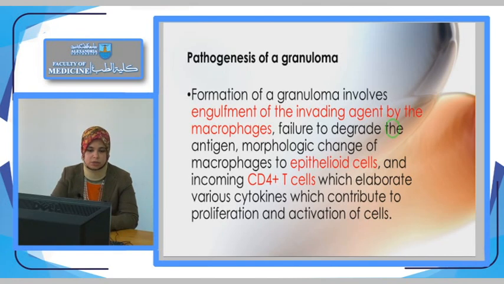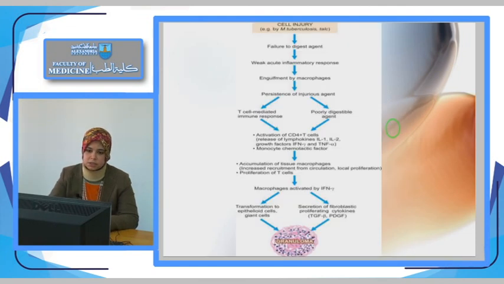What is the pathogenesis of granuloma? Formation of a granuloma involves engulfment of the invading agent by the macrophages, failure to degrade the antigen, morphologic change of macrophages, which, as we said, undergo activation and transform into epithelioid cells, and the incoming CD4 positive T cells, which elaborate various cytokines which contribute to proliferation and activation of cells. Again, this is a diagram when we have cell injury via TB bacilli for example, which is one of the bacteria that we agreed induce granuloma, or chronic inflammation, from the start.